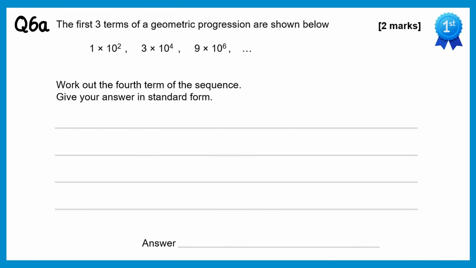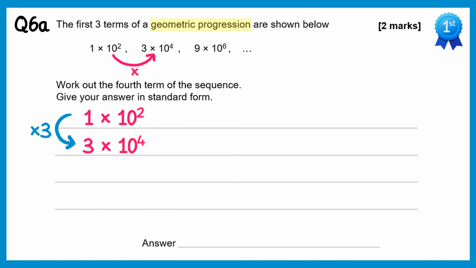In this question we have a geometric progression. This means to get from one term to the next term you must multiply or divide by some number. In this case I'm going to approach it as a multiply. So what do I multiply to get from 1 times 10 squared to 3 times 10 to the power 4? Well, to get from the 1 to the 3 I can multiply by 3, and to get from 10 squared to 10 to the power 4 I multiply by 10 squared again. So to get from one term to the next in this sequence I just multiply by 3 and 10 squared. So what do I do to get the fourth term? Well, I take the third term and multiply it by 3 and 10 squared.